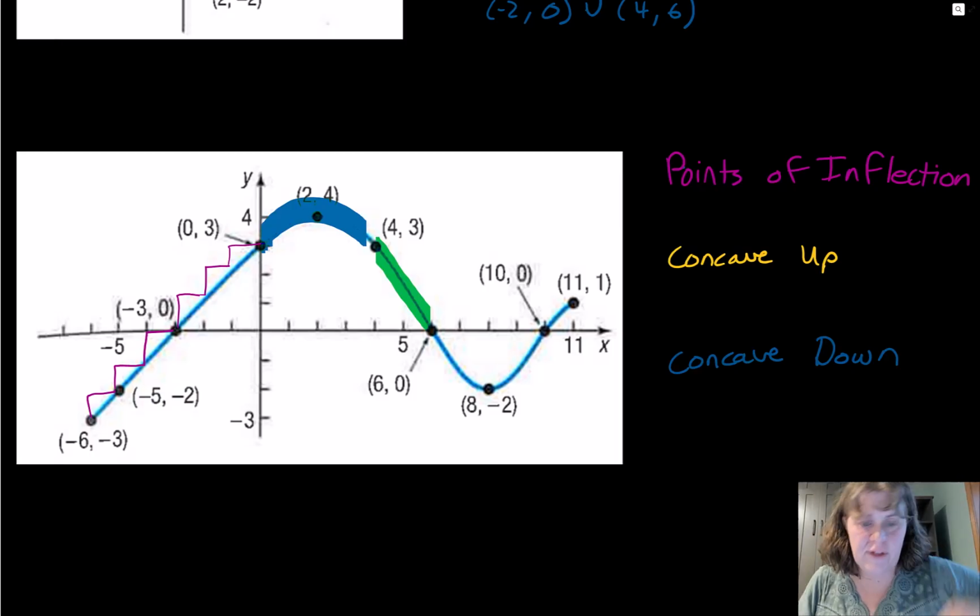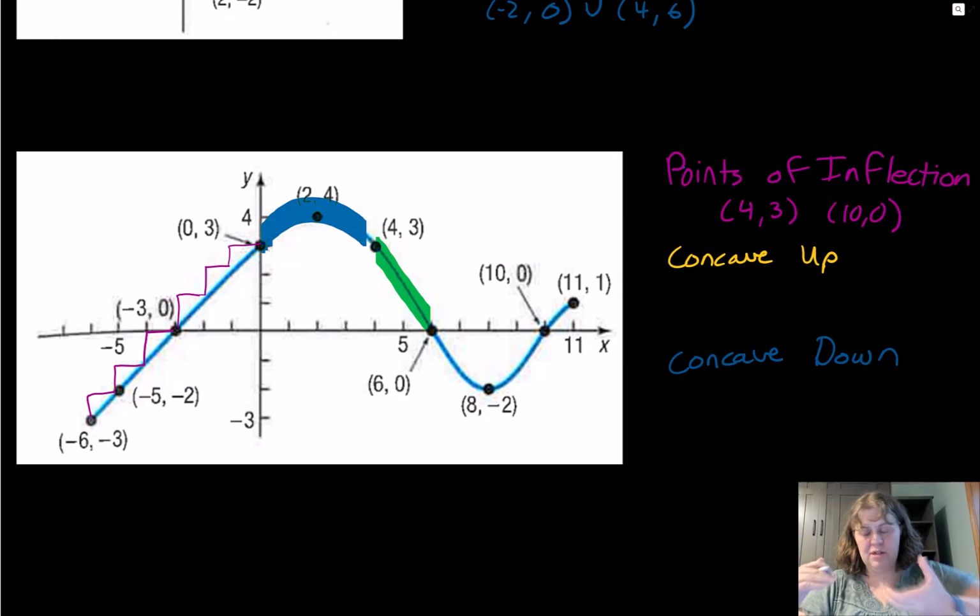All right, so point of inflection, I'm going to go with 4,3. We'll call that a point of inflection. And then I think we've got another one at 10,0, where we're switching from being a smiley face to a sad face. Right, and then concave up, that's going to be this part through here. But then I said the point of inflection was up here. So I'm actually going to include all of that in my concave up. So from 4 to 10.